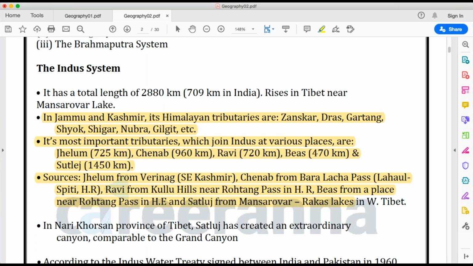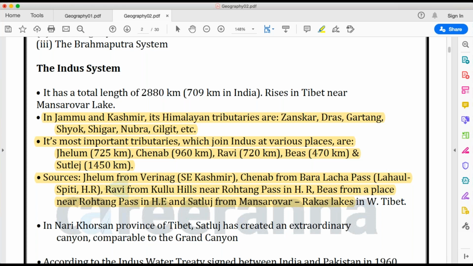You can skip remembering the length part. You don't need to remember that Jhelum is 725, Chenab is 960, Ravi is 720. I don't care about the length. What I want you to remember is, what are the sources of different rivers? Which states do they pass through? Which cities, or say, which regions do they pass through? Majorly states is what they are going to ask you.